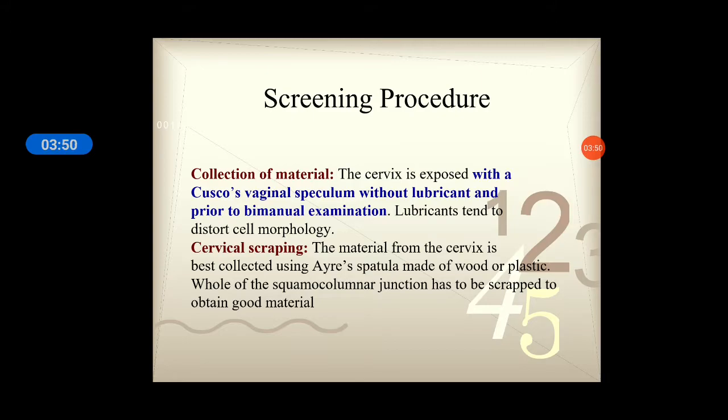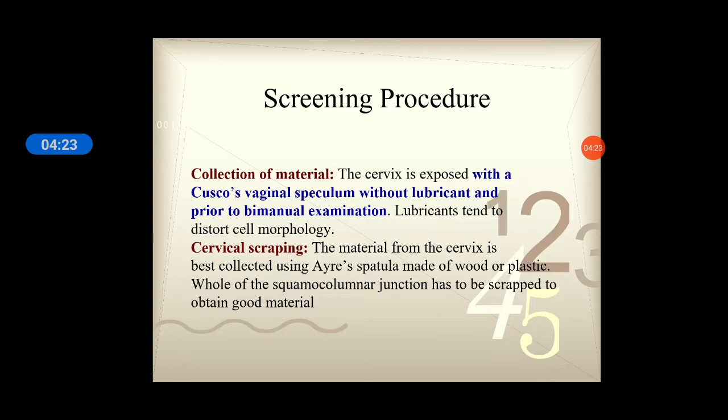If you want to collect the sample for screening procedures, it should always be done before doing the bimanual or vaginal examination. That is, it should be collected during the speculum examination. Lubricants tend to distort the cell morphology. You cannot see it, but it can change the cell morphology. That's why it's better to avoid lubricants if you are going to collect the sample for the screening procedures.